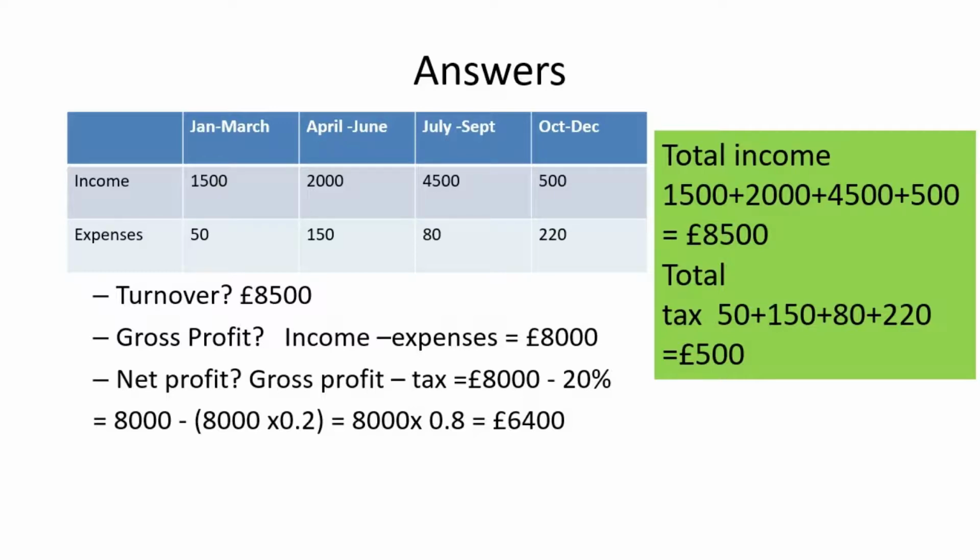Finally, to get the net profit, we're going to take away that 20%, and you can see the calculation there, which leaves us with £6,400. If you managed all of that, very well done.